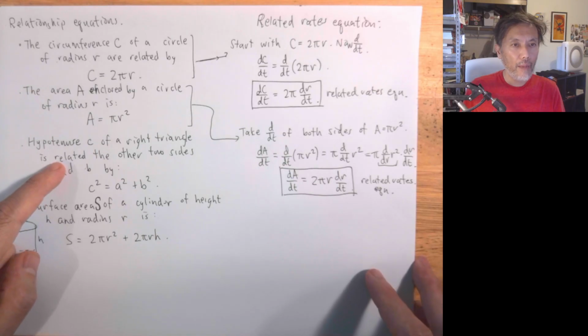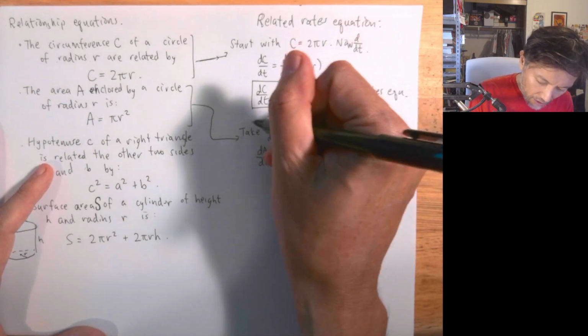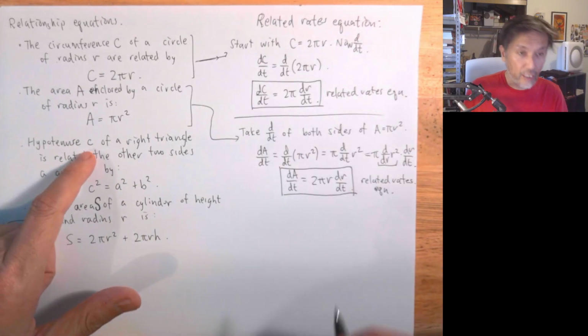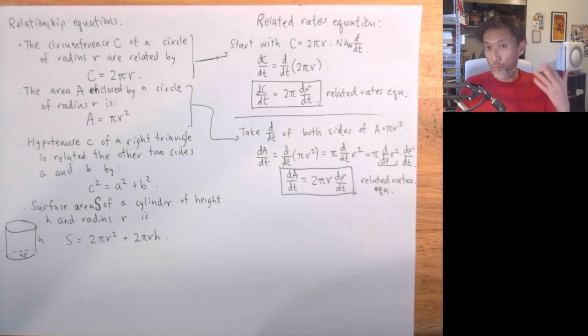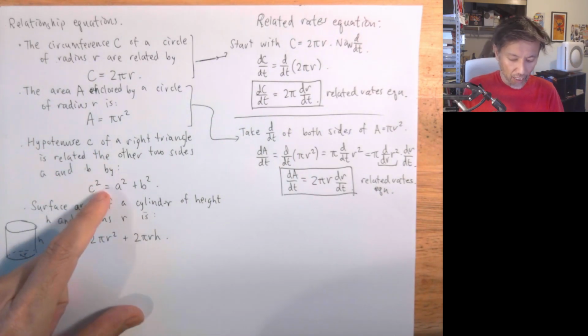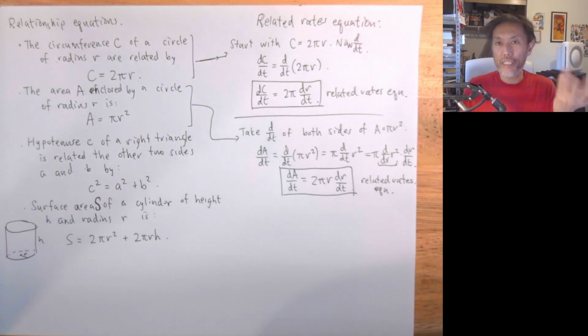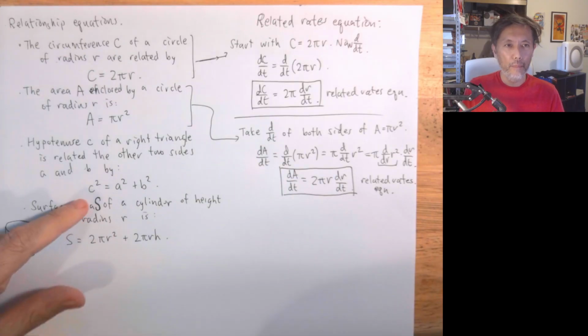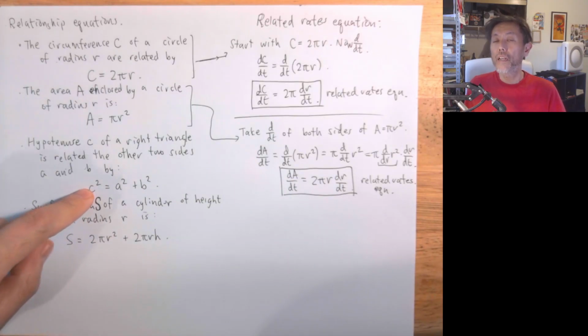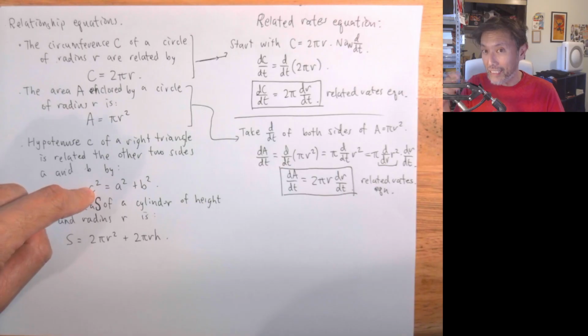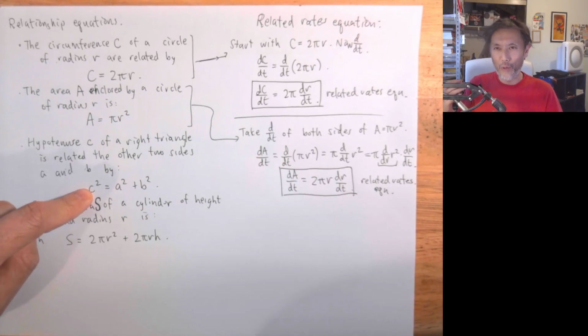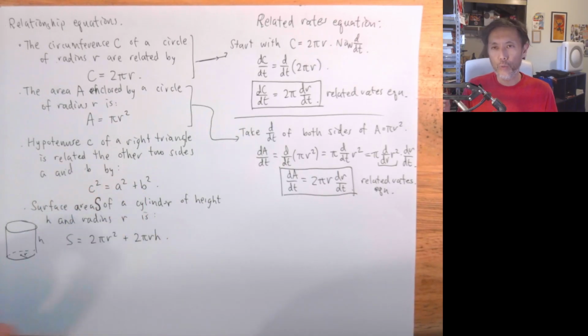How about this one? Hypotenuse. What does the related rates equation look like here? That is to say, what does dc/dt look like in terms of a, b, da/dt, db/dt? It seems like I'm saying a lot of letters in a row because I am, but hopefully they mean something. I'll say it again, how does dc/dt, the rate at which c is changing, relate to the rates of change of a and b?